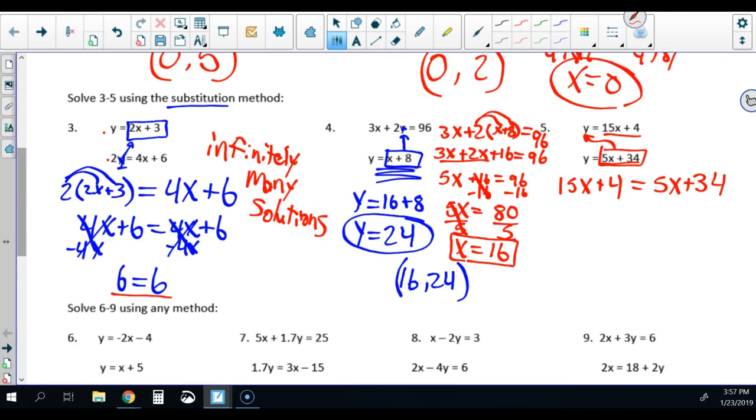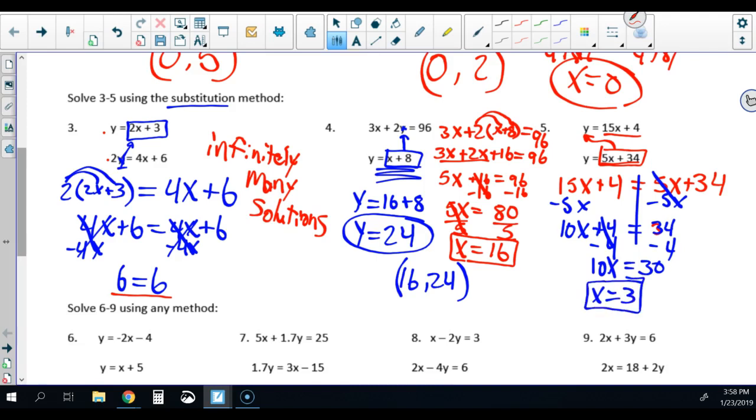To solve this now, I got an x on both sides of the equal sign. I'm going to cancel out the smaller x. That gives me 10x plus 4 equals 34. Minus 4 to both sides. 10x equals 30, which means x equals 3.